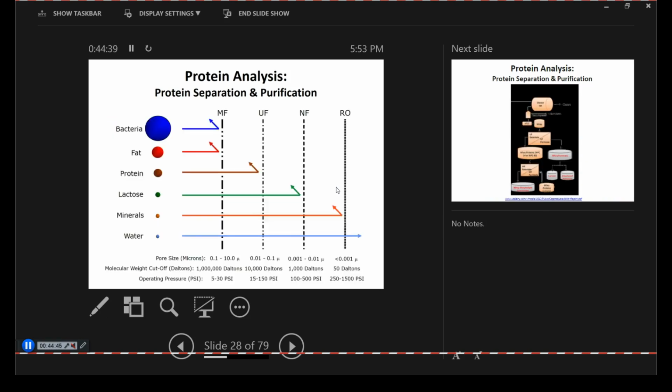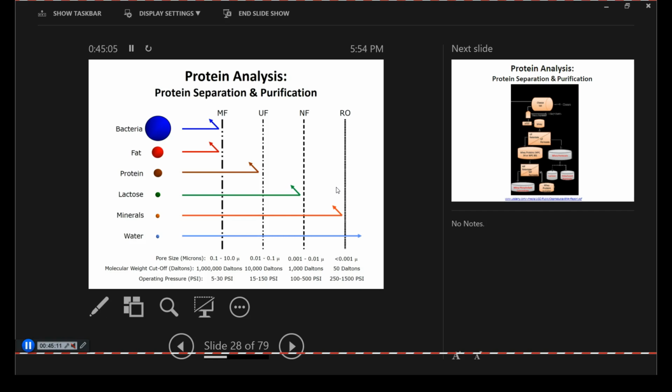So here's a milk system just to illustrate what gets separated. If milk passes through a microfiltration membrane, which has a pore size of 0.1 to 10 micron, everything passes through except bacteria and fat. So your protein, lactose, minerals, and water pass through.